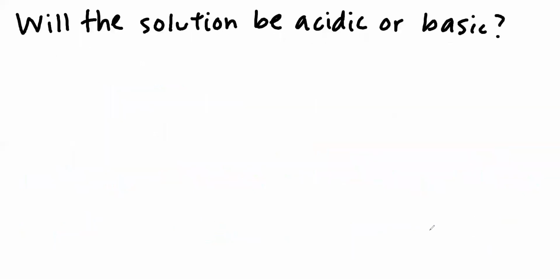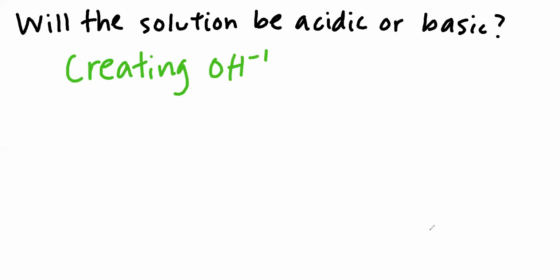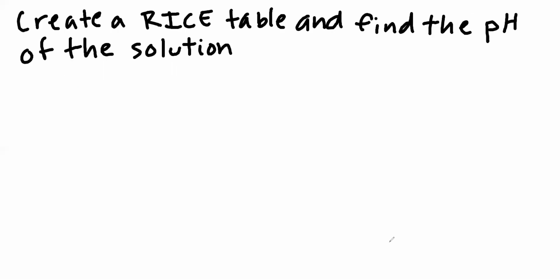So will this solution be acidic or basic? From the sodium, that doesn't affect the pH one way or the other. For the acetate, that's actually creating hydroxide ions. So the solution is going to be basic and have a pH somewhere above 7. Now we want to actually find that pH, and we're going to do that through creating a RICE table.